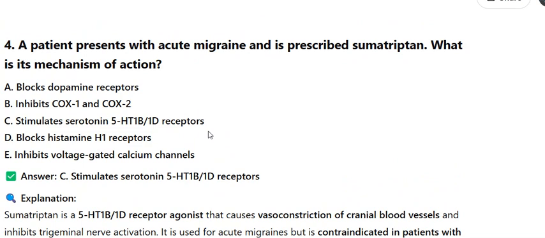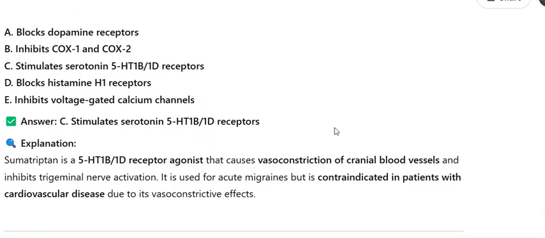Stimulates serotonin 5-HT1B/1D receptors. Explanation. Sumatriptan is a 5-HT1B/1D receptor agonist that causes vasoconstriction of cranial blood vessels and inhibits trigeminal nerve activation. It is used for acute migraines, but is contraindicated in patients with cardiovascular disease due to its vasoconstrictive effects.